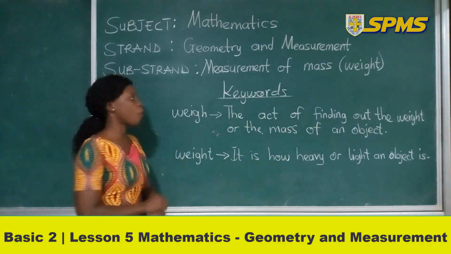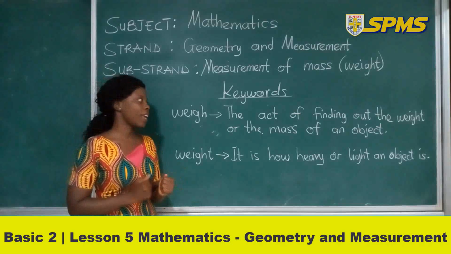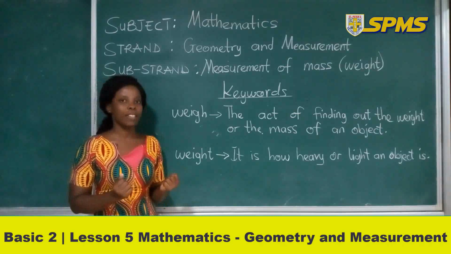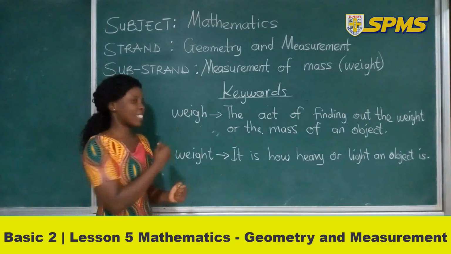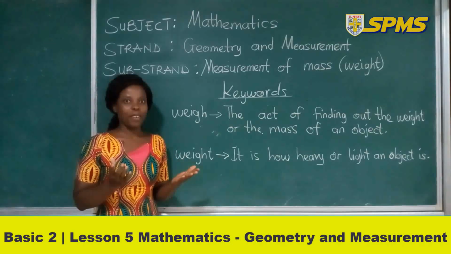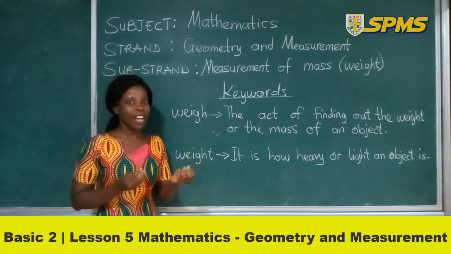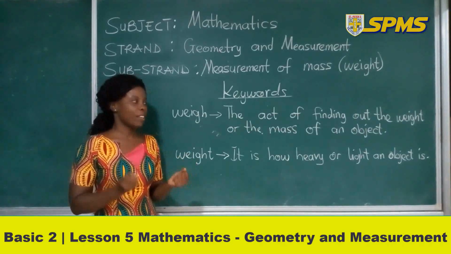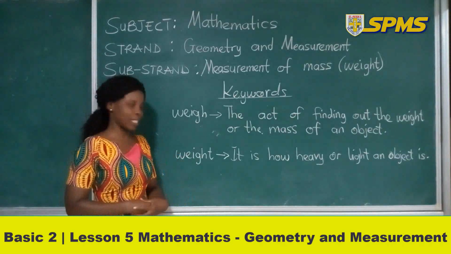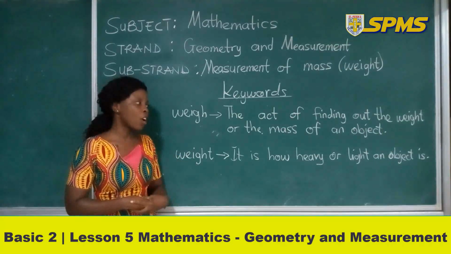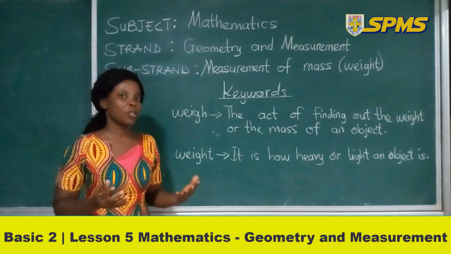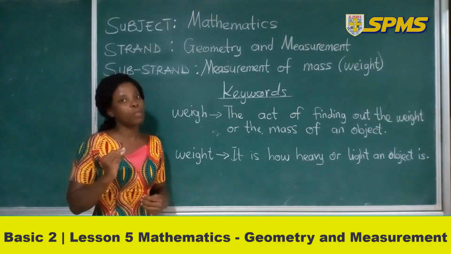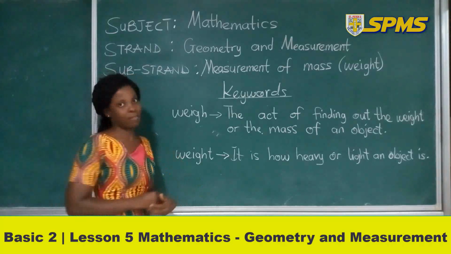Now let's look at the meaning of weigh. What does it mean to weigh? The act of finding out the weight or the mass of an object. So weigh is a verb. It's an action of doing something to find the weight of an object. But let's look at the second word, which is weight. It is how heavy or light an object is. So after weighing the object, you will know how heavy or light that object is. That is what we call weight.